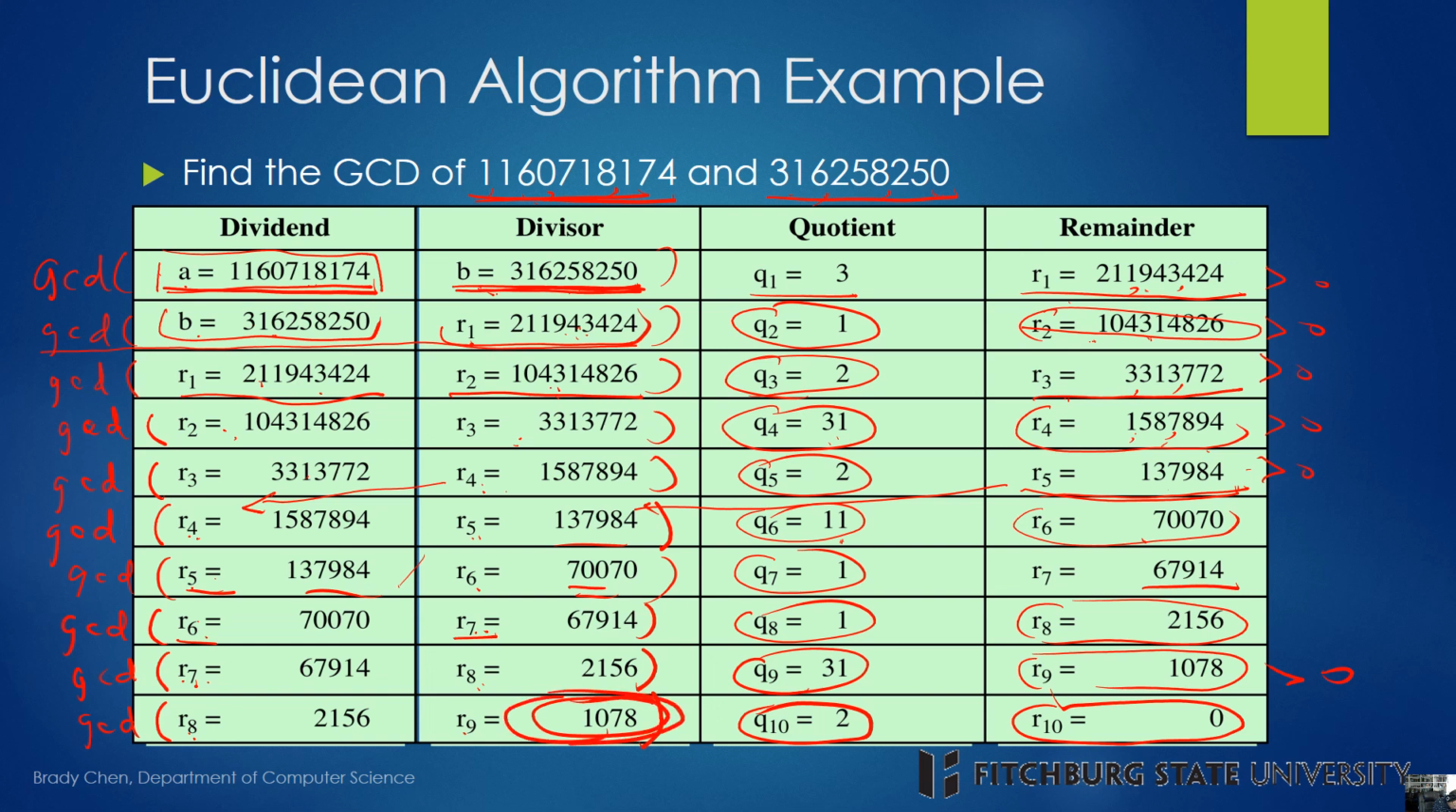this is the answer. So the greatest common divisor of these two numbers is 1078. Still a lot of work, but much easier than finding the divisors of both numbers and finding the greatest one, right? And also, if we write a computer program, this is going to be a very simple program. It's just a recursive program. Even the coding is going to be very simple.